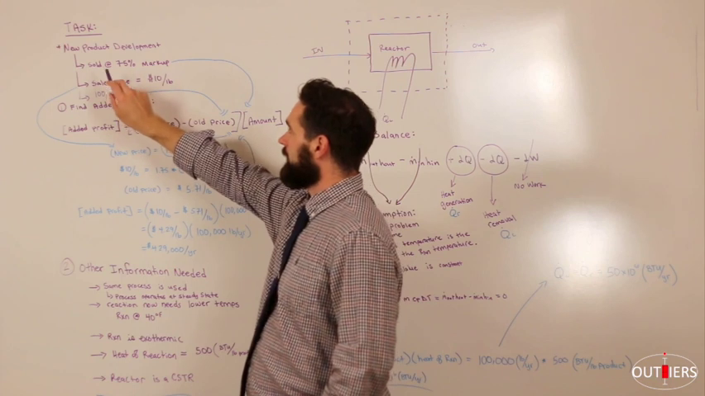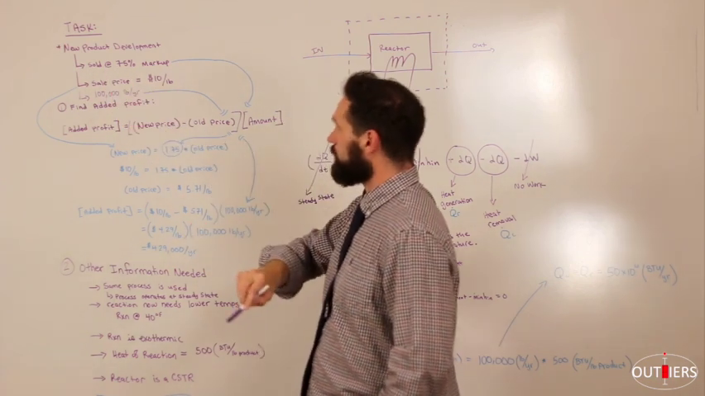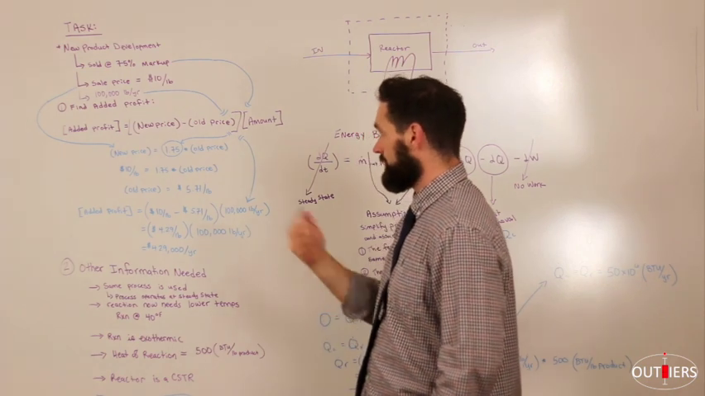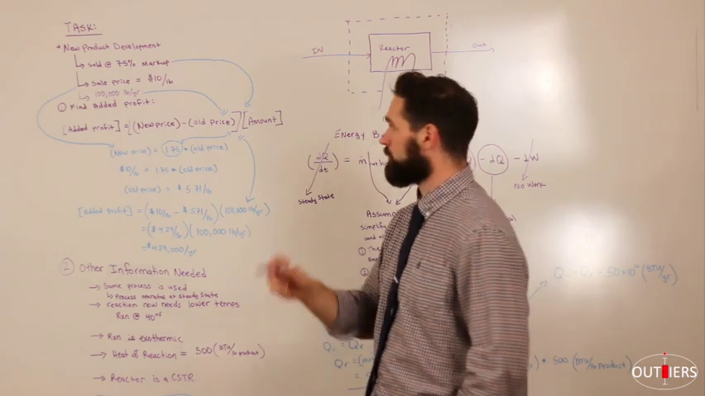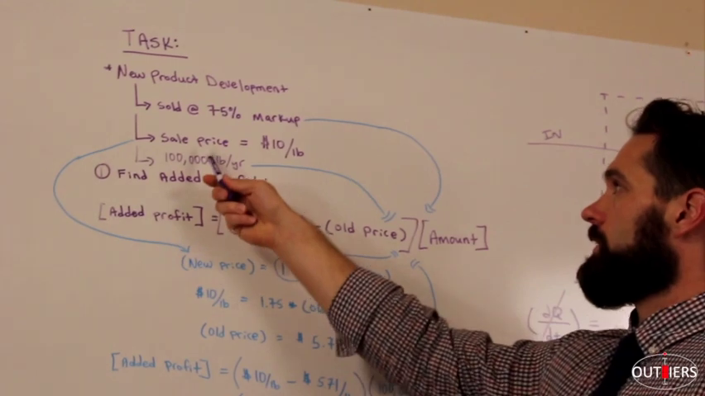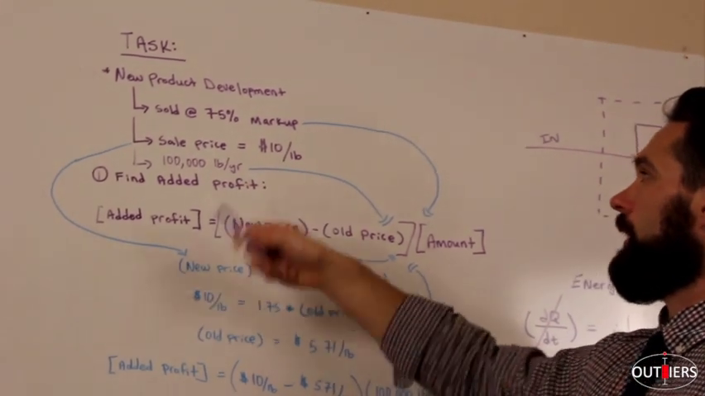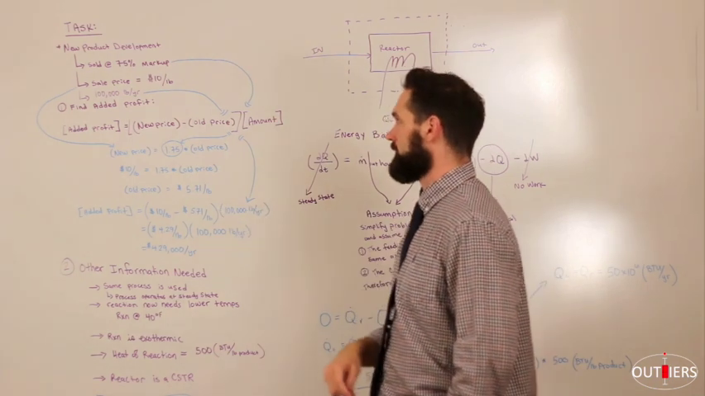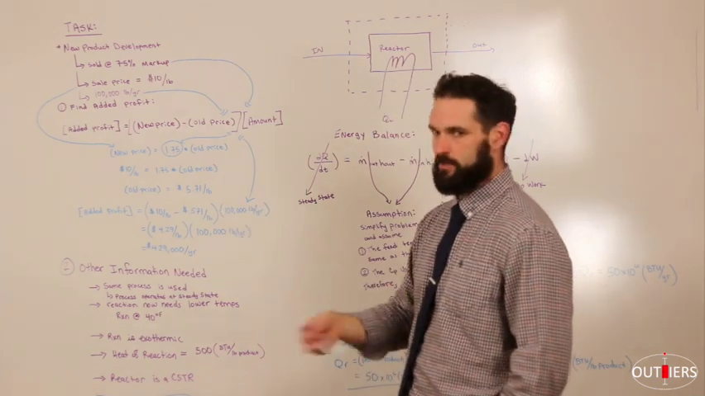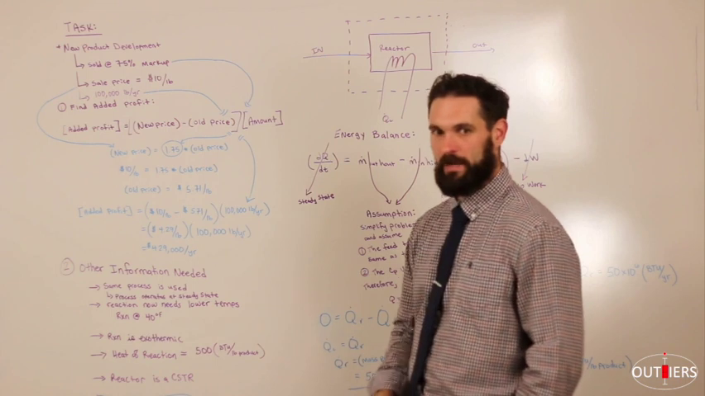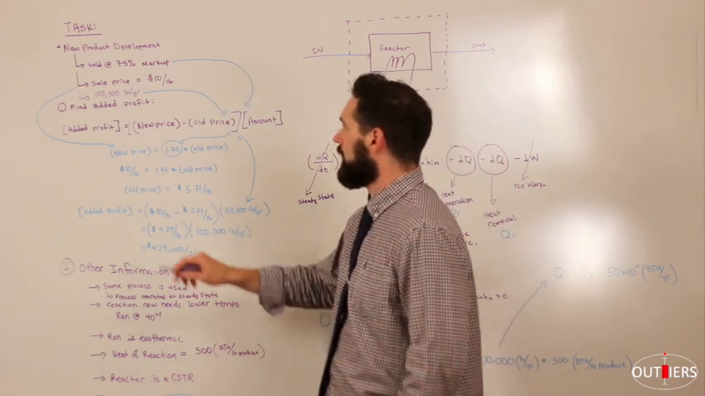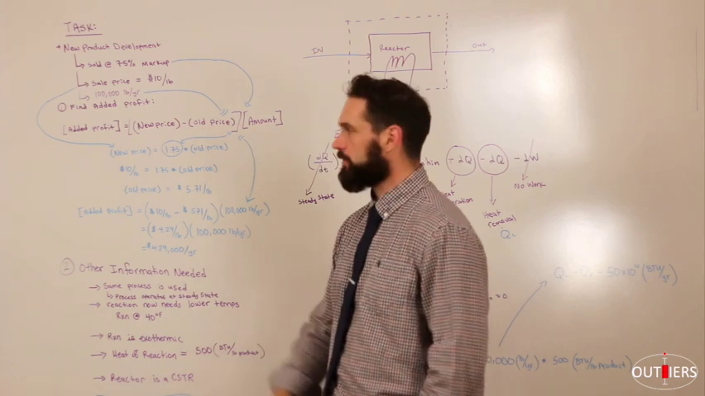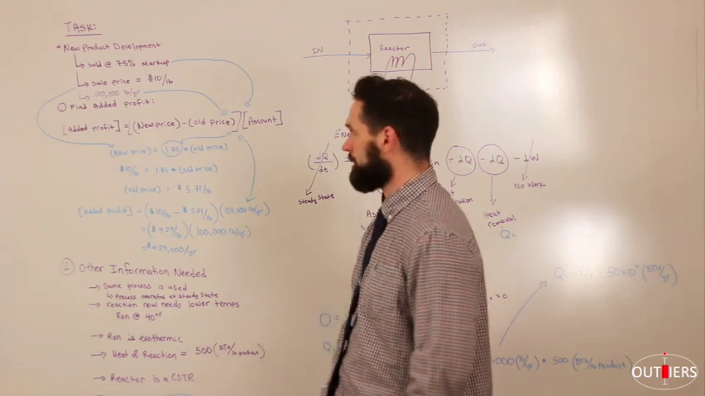He told us that the sale price for the new product is 75% more, or a 75% markup, as compared to the old product. He also tells us our sale price for our new product is $10 a pound, and if we worked for this company we could probably get the old sale price, but for the nature of this problem I've added a little bit more complexity to it. And then he also tells us that he wants to sell 100,000 pounds of this new product a year.